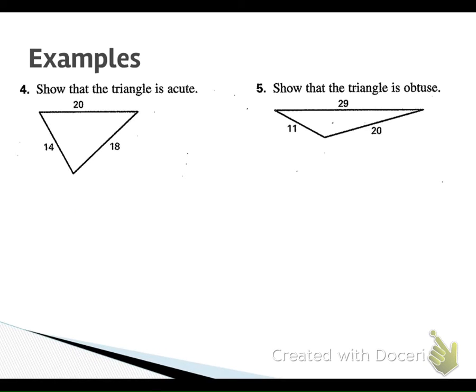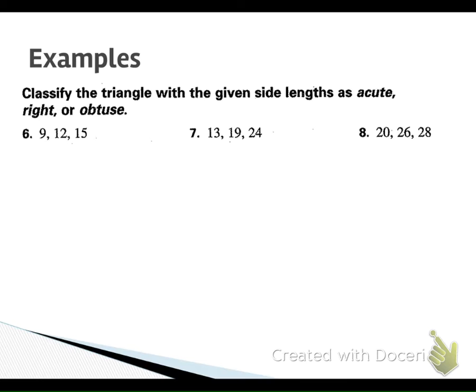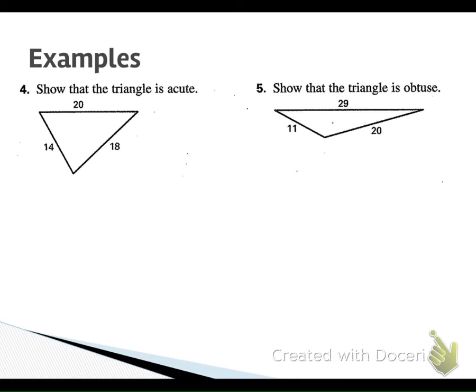Okay, Niqua, you ready? Does it matter which order you put them in? The biggest side has to be your C. So what's your biggest side? 20. So C is going to be that 20. 20 squared equals 18 squared plus 14 squared. 20 squared is what value? 400. 18 squared.